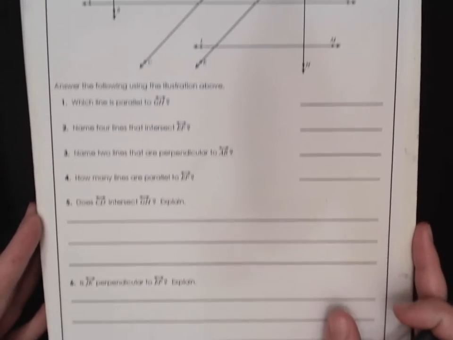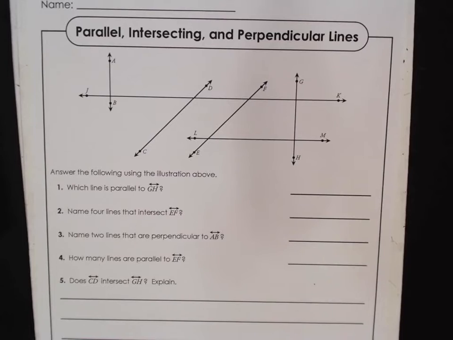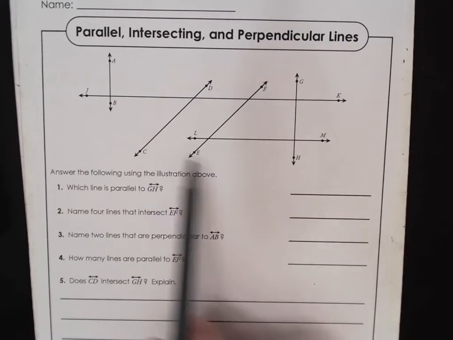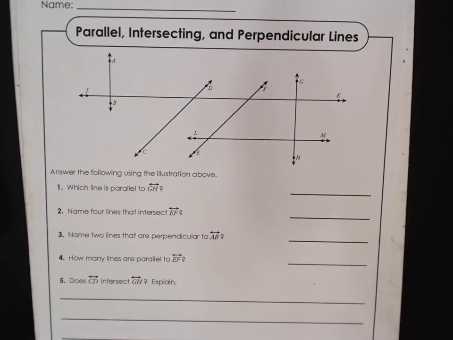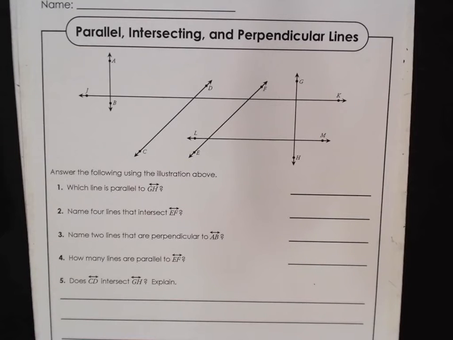Now on this page, we're going to practice using the symbolic notation to help us answer these questions. Now when we write geometry, we always use those special symbols. So parallel, intersecting, and perpendicular lines. We have this diagram up at the top that we're going to use to answer these questions. So the directions say answer the following using the illustration above. Number 1 says which line is parallel to line GH.